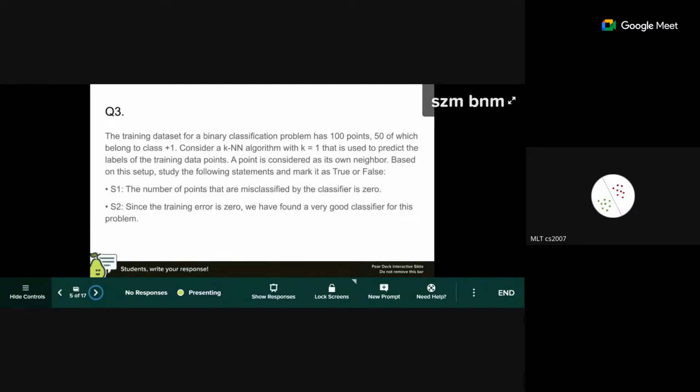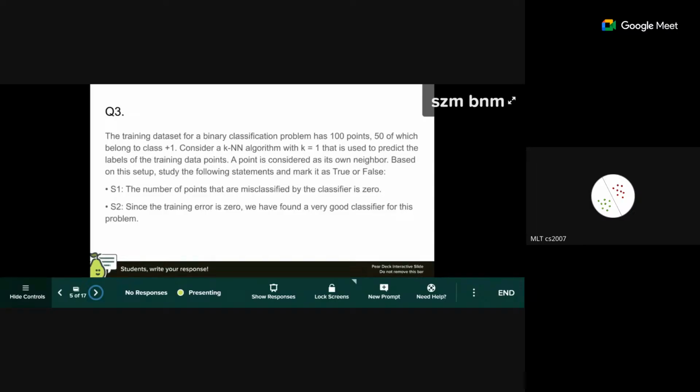You are given a training data set for a binary classification problem which has 100 points, 50 of which belong to class plus 1. Consider a KNN algorithm with k equal to 1 that is used to predict the labels of the training data points. A point is considered as its own neighbor here. So based on this setup, you have to decide which statement is true or which statement is false. The first statement says the number of points that are misclassified by the classifier is 0. And the second statement says since the training error is 0, we have found a very good classifier for this problem.